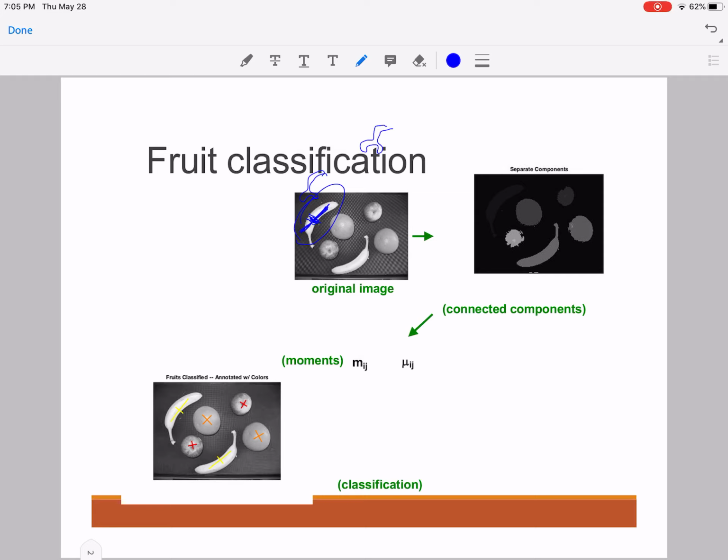For example, this particular banana right here will be labeled, all the pixels in this banana will be labeled with a unique label, indicating that any pixel corresponding to that label belongs to this banana. So each of these objects, you have a tangerine, you have an apple here, and you have another apple here. There's a banana hidden here as well. So all those different objects are going to get different labels.